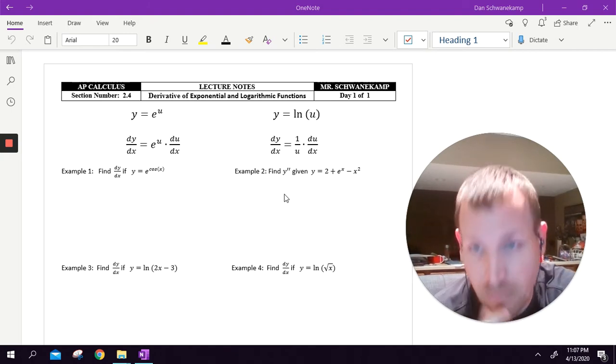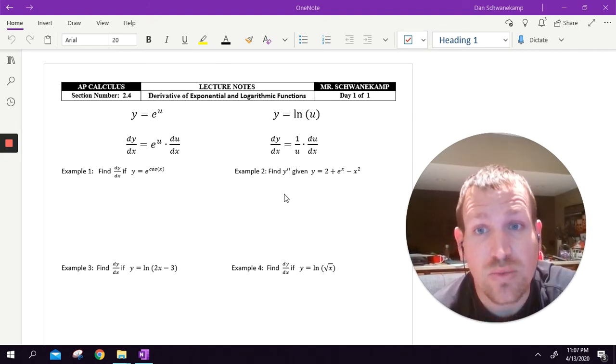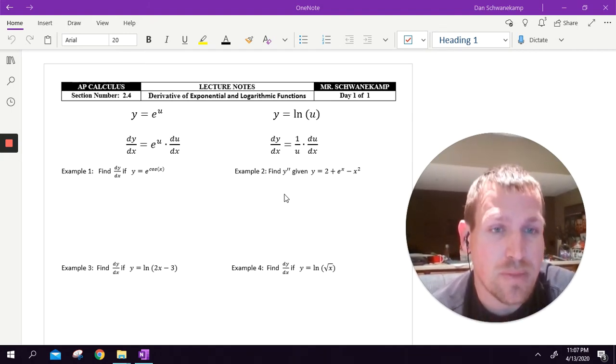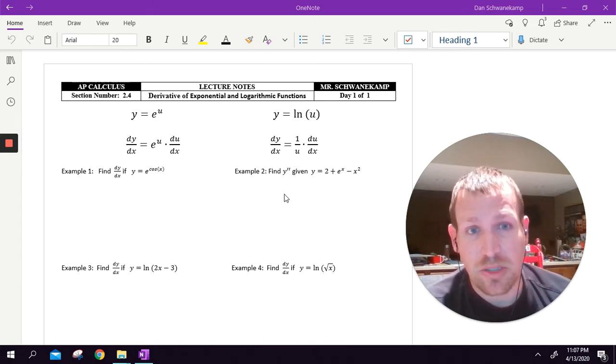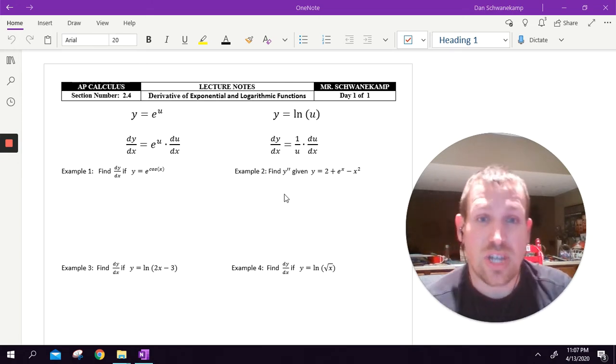We are doing 2.4, and we are talking about derivatives of exponential and logarithmic functions. This is a big thing. It's going to happen all the time. The good news is it's really easy. It's just a little bit of memorization. It relates to chain rule.